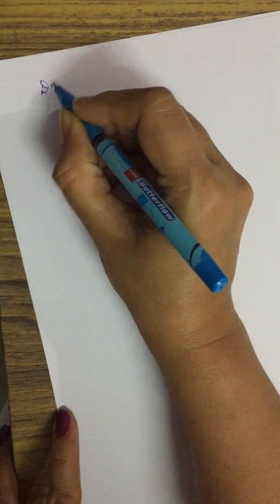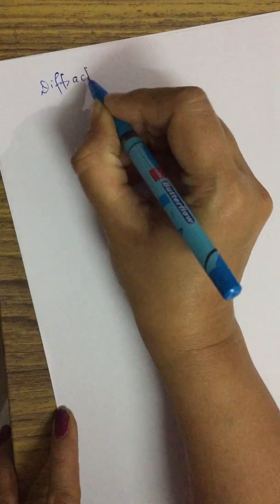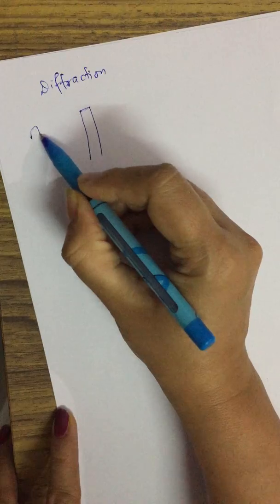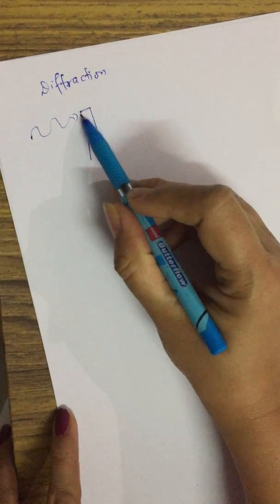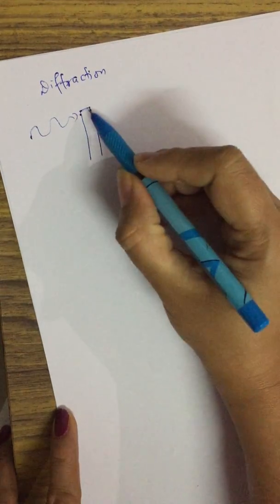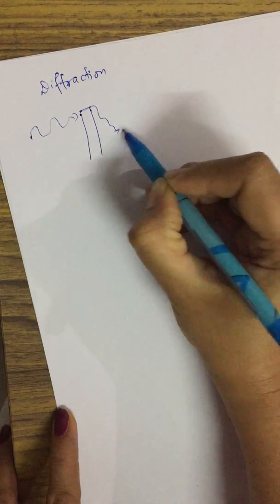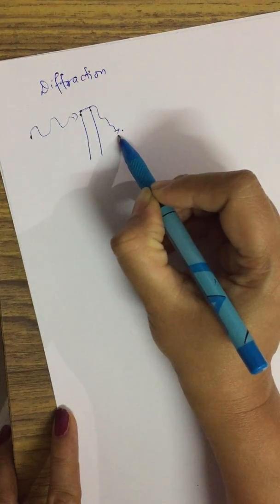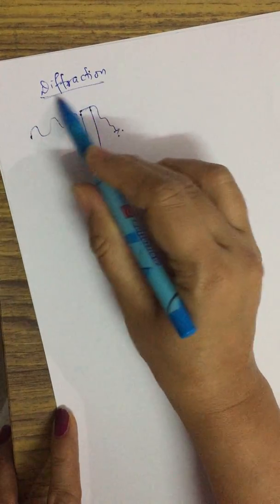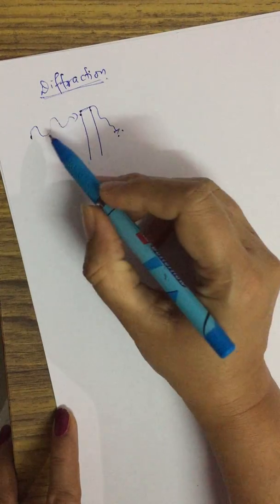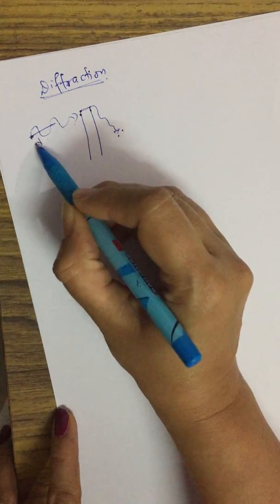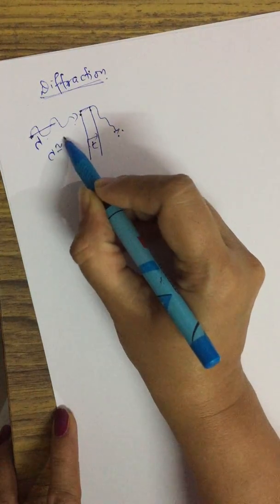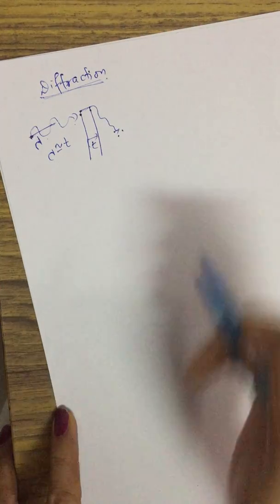Today our topic is diffraction. What is diffraction? When there is an obstacle and you allow a wave to be incident on it, the wave bends at the edges, and this bending of the wave along the edges is known as diffraction. This phenomenon takes place only when the wavelength of the wave and the thickness of the obstacle are approximately of the same order.